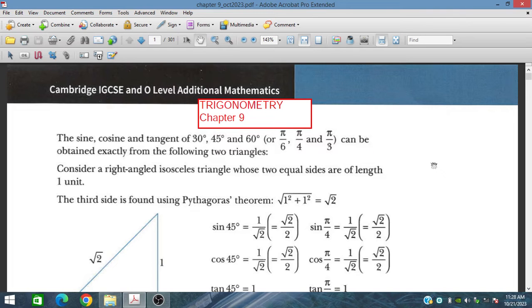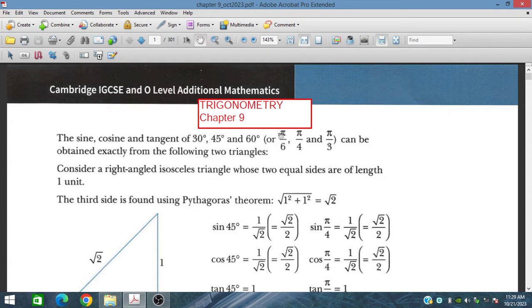In this session, we will discuss trigonometry from the additional mathematics course. We will start chapter 9, and in a trigonometric relation, we actually deal with sine, cosine, and tangent functions and the inverses of these functions. So in this session we will see the 30 degree, 45 degree and 60 degree relation of sine, cosine and tangent.